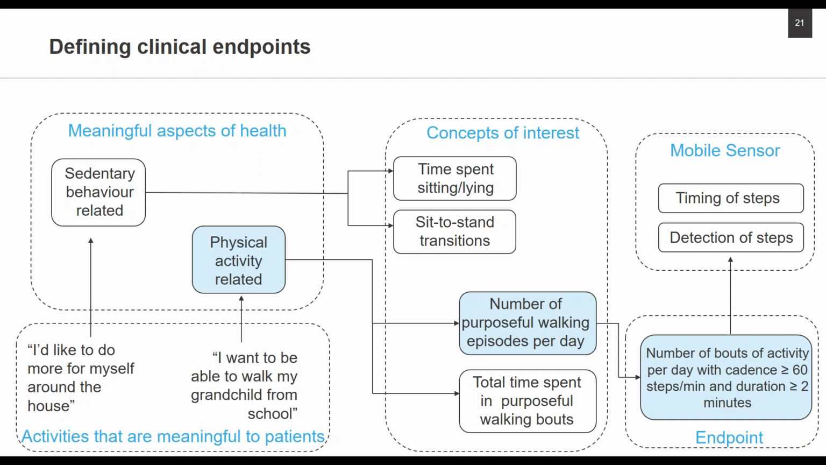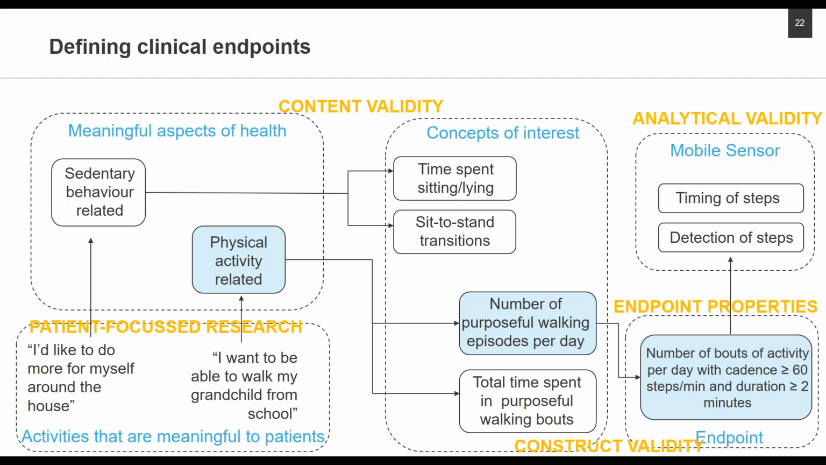And really only when we've figured out what that endpoint is can we define the best way to measure it. Because we might be choosing a patient diary to do this. It might be a patient reported outcome measure. But in this case, certainly a mobile sensor that's able to detect steps and also the timing of those steps is going to give us the data that we need to measure that endpoint accurately. And so this starts to tell us a little bit about the kind of evidence we need to generate to support the use of that clinical endpoint.